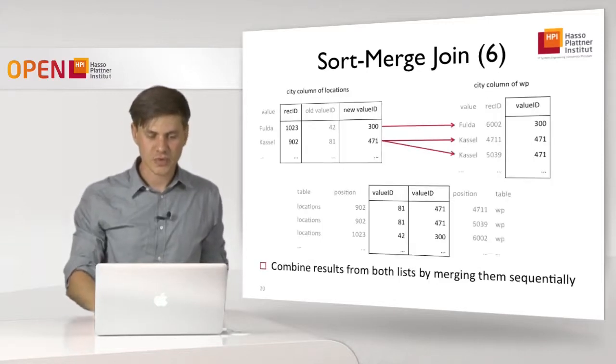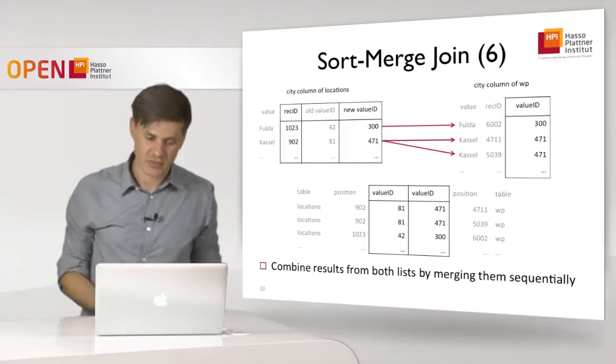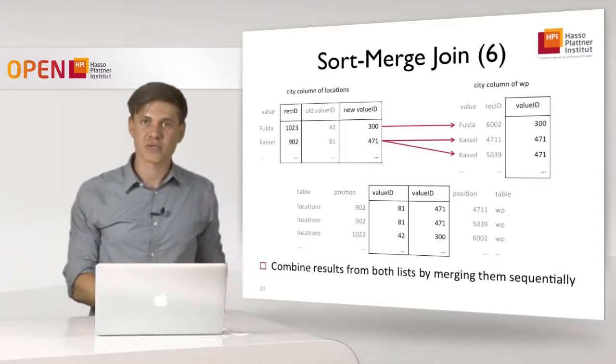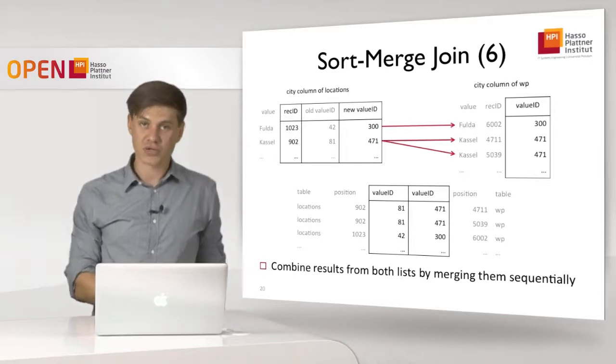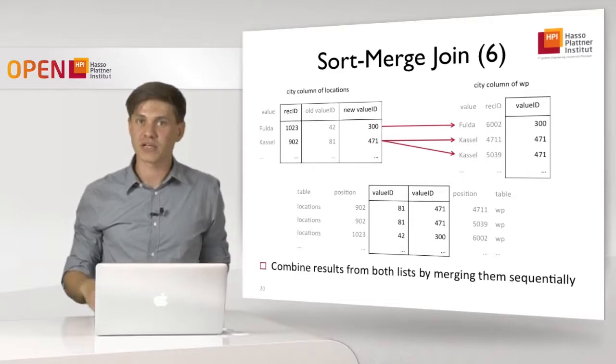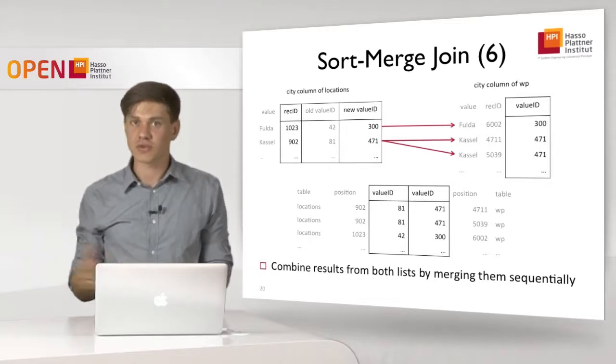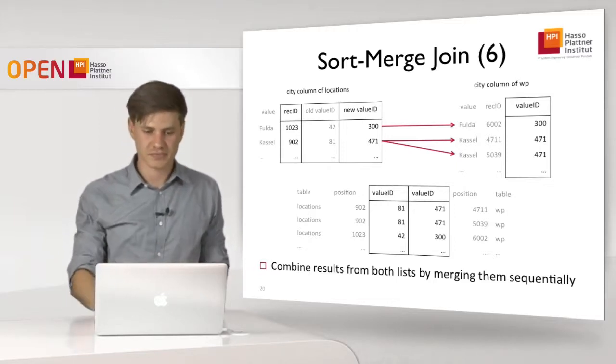Here you can see the actual merging phase, which is the join, basically. Since both input relations are now sorted by value ID, and each value ID represents the same value, we can just scan sequentially over both relations and emit all the resulting joined tuples.